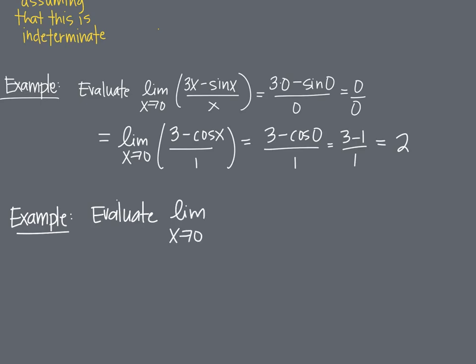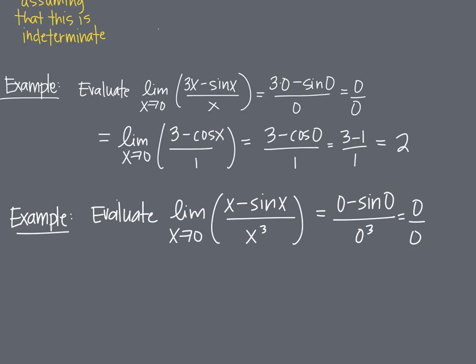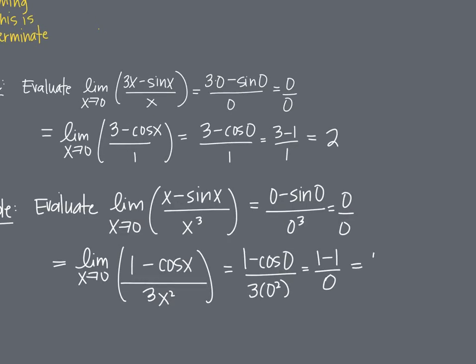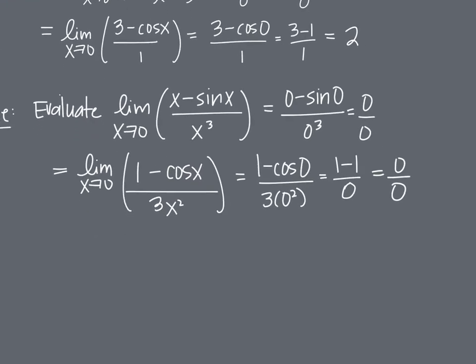How about the limit as x approaches 0 of x minus sine of x over x cubed? Again, we show that 0 minus the sine of 0 over 0 cubed is 0 over 0, so once again we have an indeterminate form. Then the process can continue with L'Hopital. The derivative of x minus sine x is 1 minus cos x over 3x squared. When I plug 0 into that, I get 1 minus cos of 0 over 3 times 0 squared, that's 1 minus 1 over 0. That still comes out to 0 over 0, which means we rinse and repeat, and we do it again.